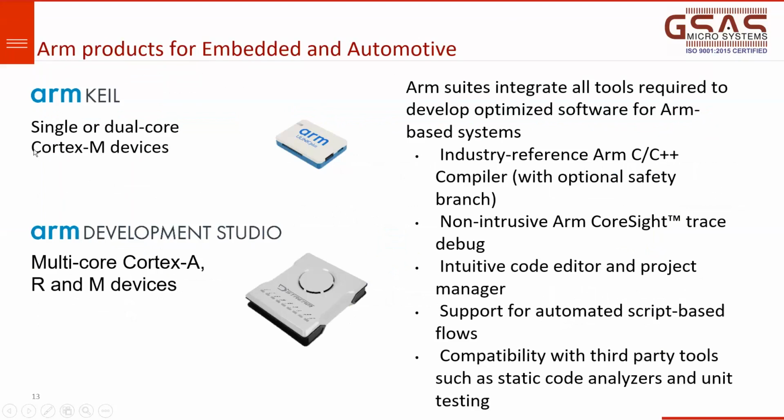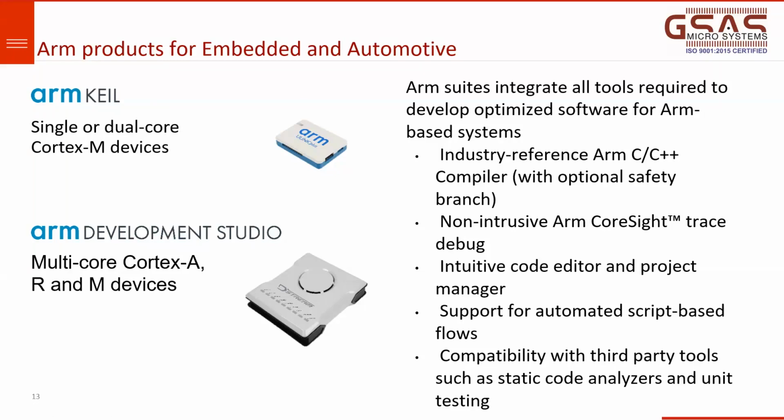So ARM Keil basically is for single or dual core Cortex-M devices. It is not just only Cortex-M, it is also for even ARM7, ARM9 based MCUs. So ARM Keil is basically MDK, Microcontroller Development Kit. We will talk about that in the next slide. This particular kit is not hardware, it's a bundle of software components, and this can be used to develop software code for any ARM based MCUs, microcontroller units. But MDK is more suitable for Cortex-M. That's what it means.